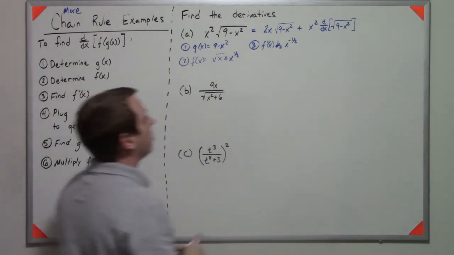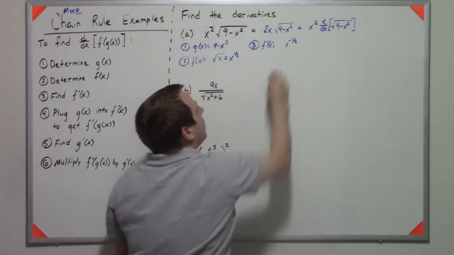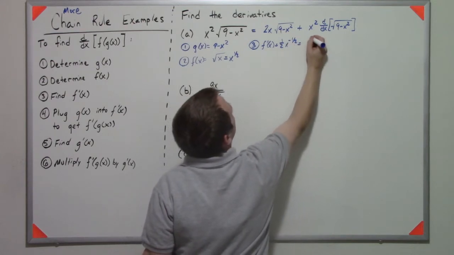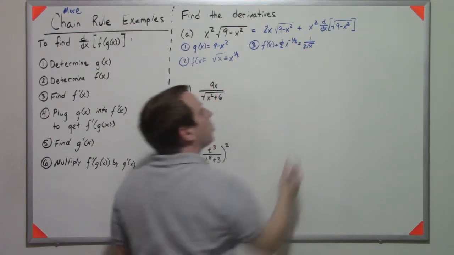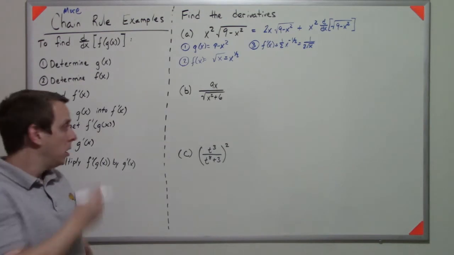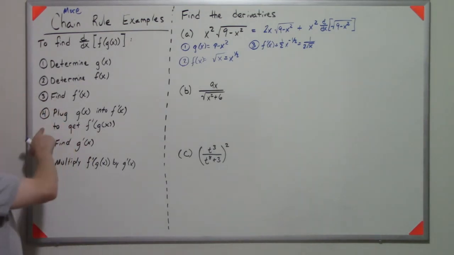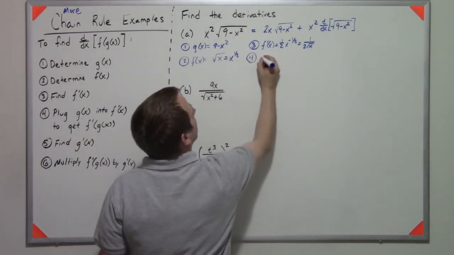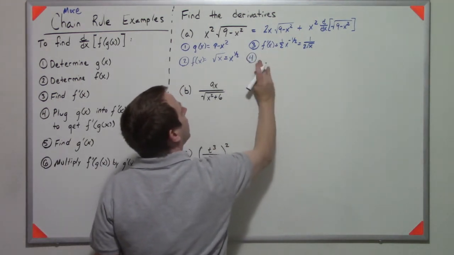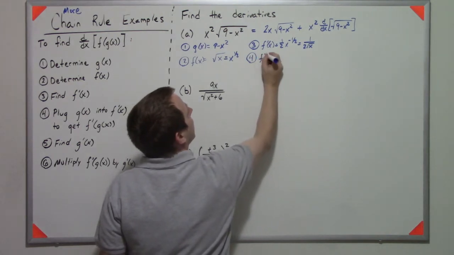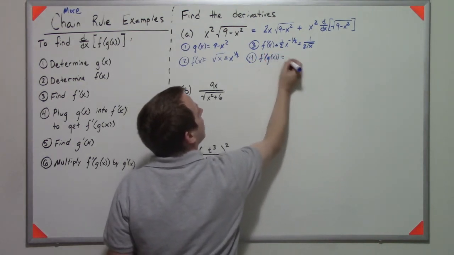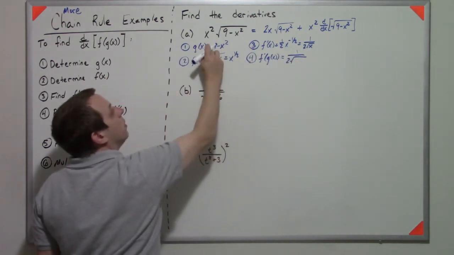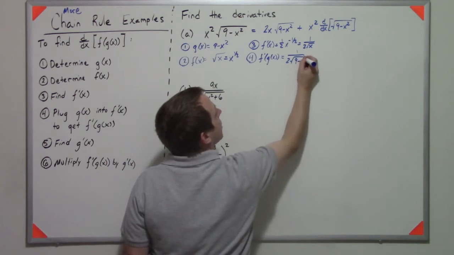So that's going to be 1 over 2 square root of x. All right, next we need to plug in g of x here. So f prime at g of x is 1 over 2 square root of 9 minus x squared.